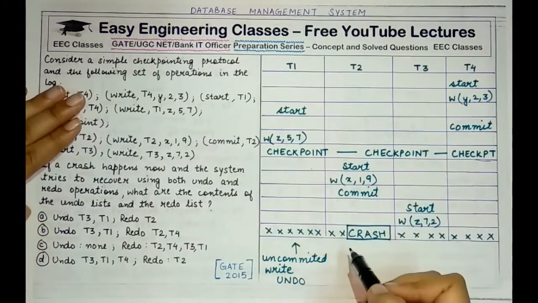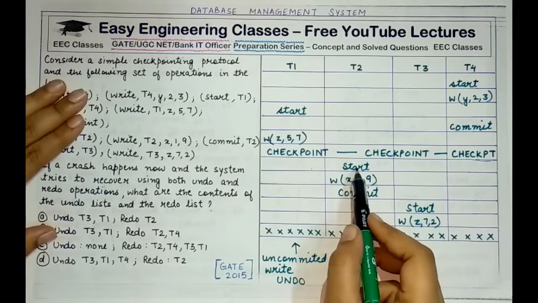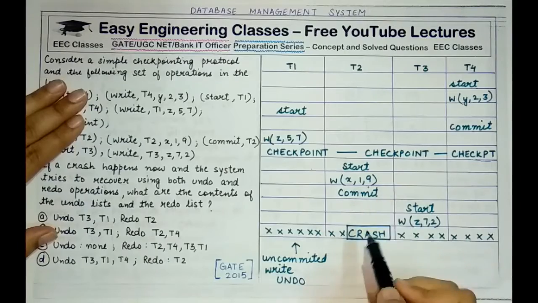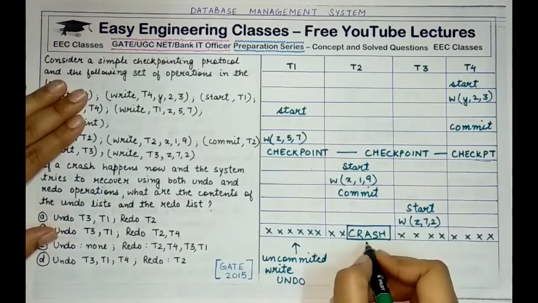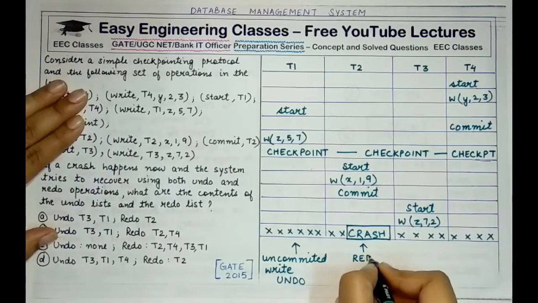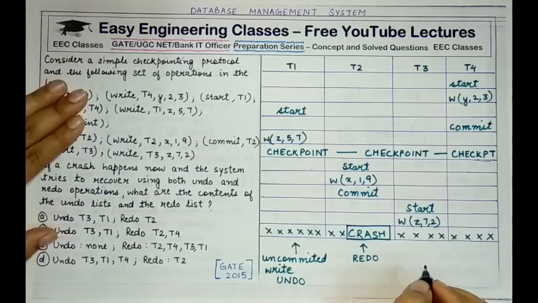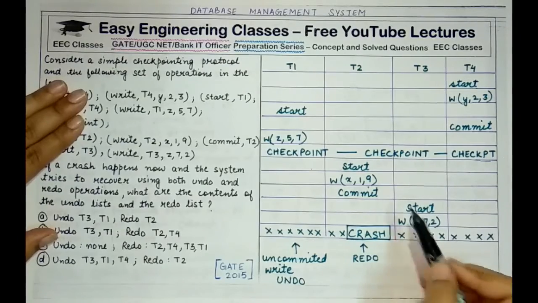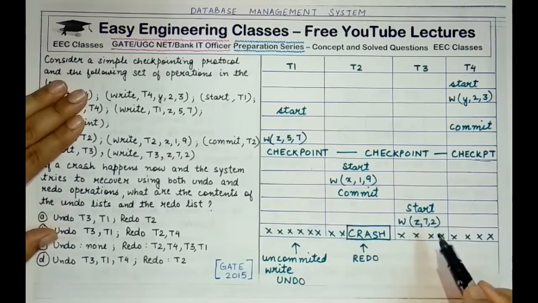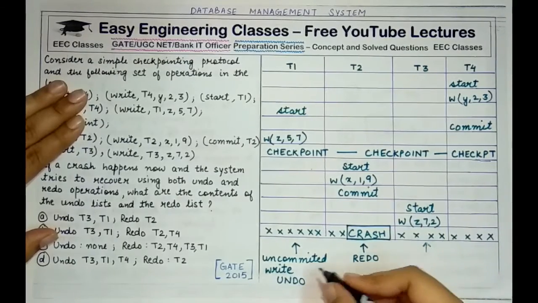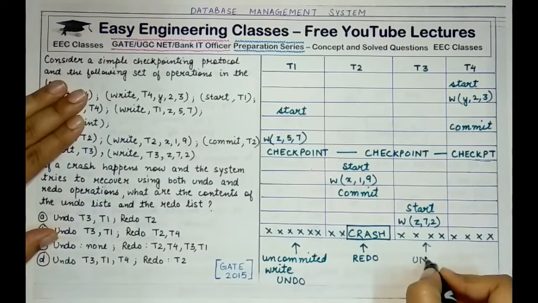Now checking for T2. For T2, it started, it performed the write operation and it performed the commit. Okay, and then the crash happened. Since we found a commit for this, we will put this transaction and its operation in the redo list because it has committed after writing. Now for T3, it started, again it performed its write operation just like T1, but it did not commit or abort. So again we have an uncommitted write, and we will put this in undo.